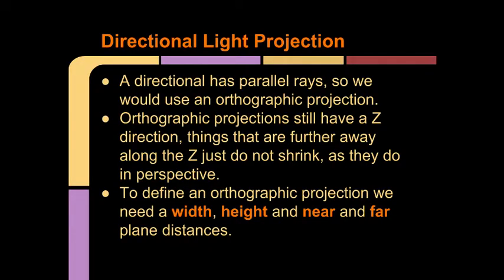Hello! In this video we will be discussing how to build view and projection matrices for shadow mapping, specifically for use with a directional light. For the directional light, we will begin with the projection matrix. We must first decide if a perspective or an orthographic projection is the correct option.